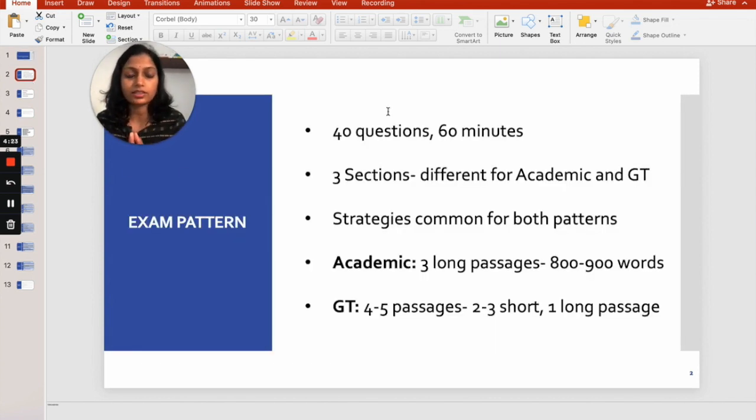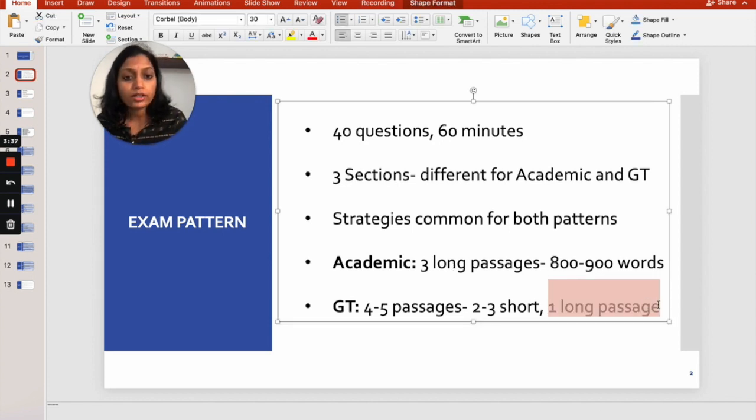So the reading test contains 40 questions and you're expected to answer them in 60 minutes. There are 3 sections in the test and the level of difficulty increases with each section. Just that with the academic test, you have 3 long passages, each comprising of 1 section. With the GT test, it's 2 or more short passages combined to make 1 section, and then the last section is made up of 1 long passage.